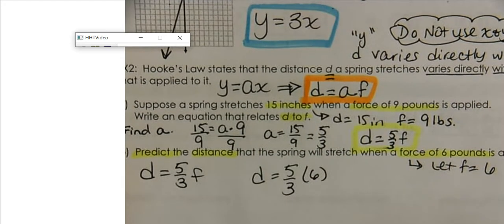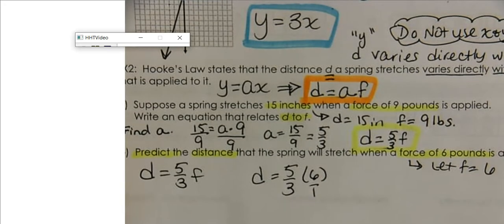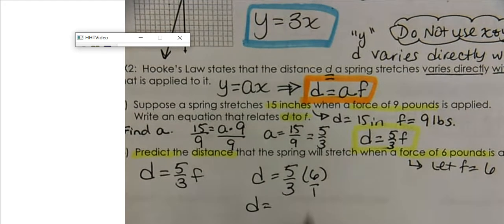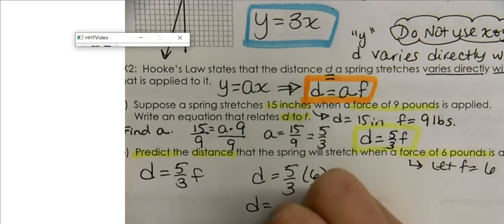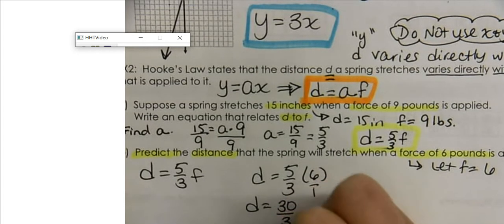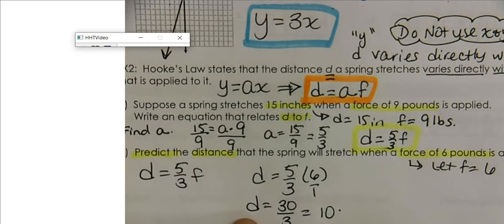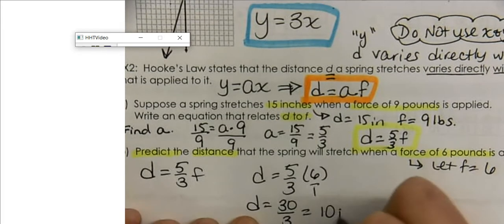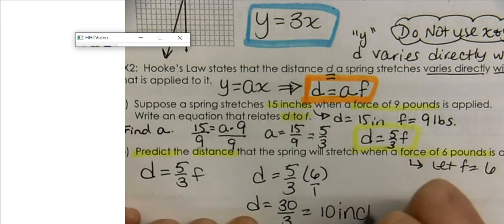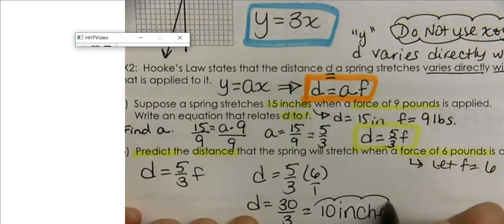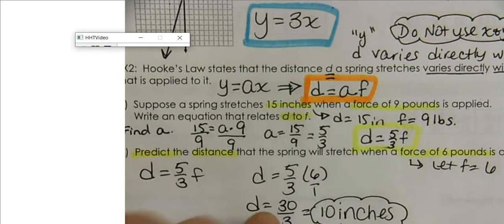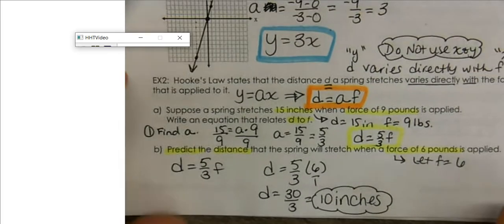And if it helps you, you can make this 6 over 1 so that we end up multiplying straight across. We end up with 30 divided by 3, which is equal to 10. And because this is distance and distance is in inches, our answer will be 10 inches. All right, let's go ahead and move on to the next page.